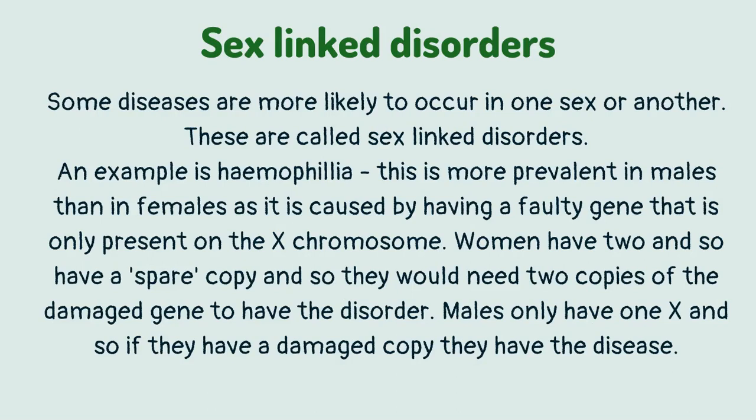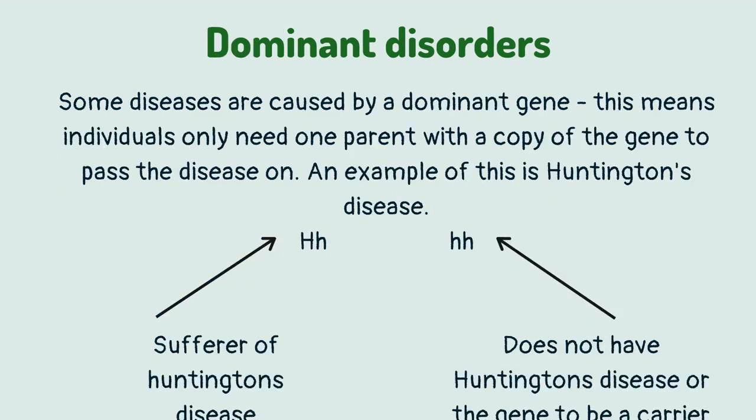An example is hemophilia. This is more prevalent in males than in females, as it is caused by having a faulty gene that is only present on the X chromosome. Women have two and so have a spare copy, and so they would need two copies of the damaged gene to have the disorder. Males only have one X, and so if they have a damaged copy then they have the disease.